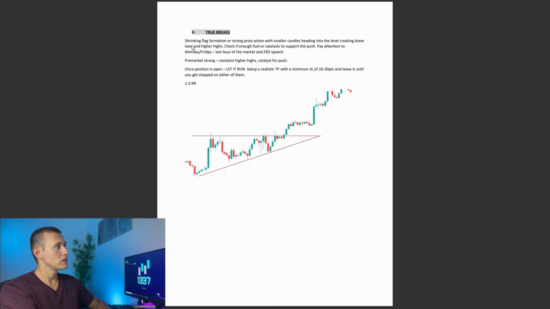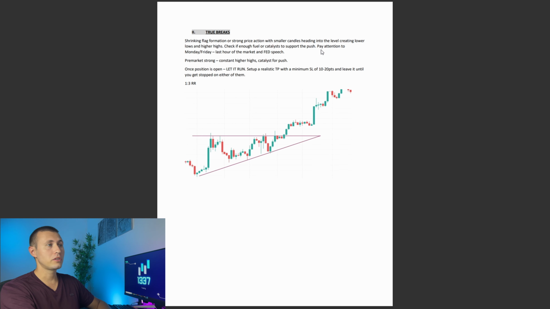The detailed strategy says shrinking flag formation or strong price action with smaller candles heading into the level, creating lower lows and higher highs. Check if enough fuel or catalyst to support the push. Pay attention to Monday, Friday, last hour of the market and Fed speech. Pre-market strong equals constant higher highs, catalyst for push, and once position is open, let it run, set up a realistic take profit with a minimum stop loss of 10 or 20 points, and leave it until you get stopped on either of them. 1 to 3 risk to return.